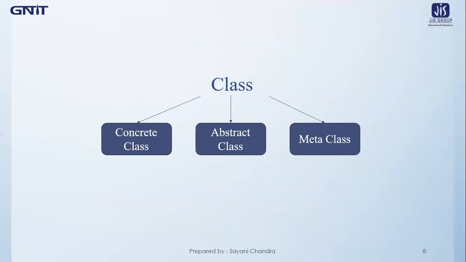The last one is meta class. A meta class is a class whose instances are themselves classes. So these are the categorization of class: concrete class, abstract class, and meta class. When we go deep into the Java programming language, we will implement each of these with examples.